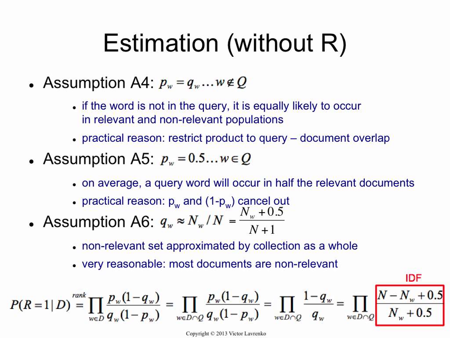You get a product over words in the intersection between the document and the query, of (1 minus QW) over QW, and you can work it out, it becomes that. N is the total number of documents in the collection. NW is the document frequency, how many of those documents contain the word. And here you get the document frequency again.